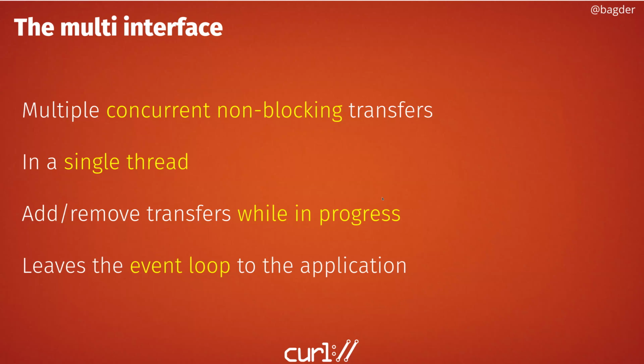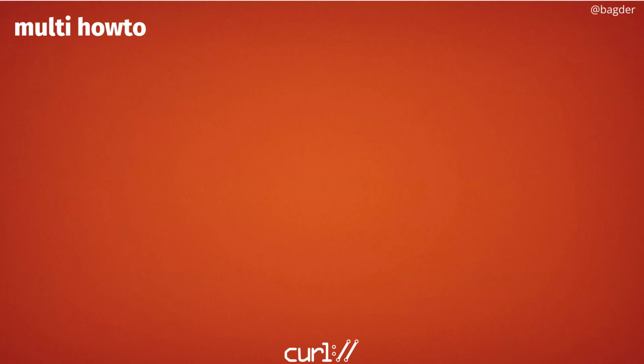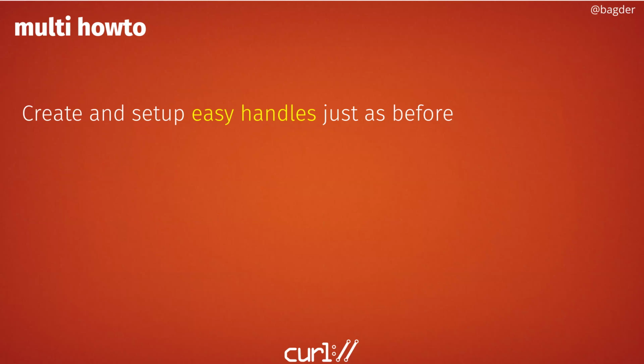And it leaves the event loop to the application, so libcurl will not wait on the sockets or anything. You will do that for libcurl. So you create and set up easy handles, just one for each transfer that you want to do, exactly like before. But now you might do more than one easy handle, right?